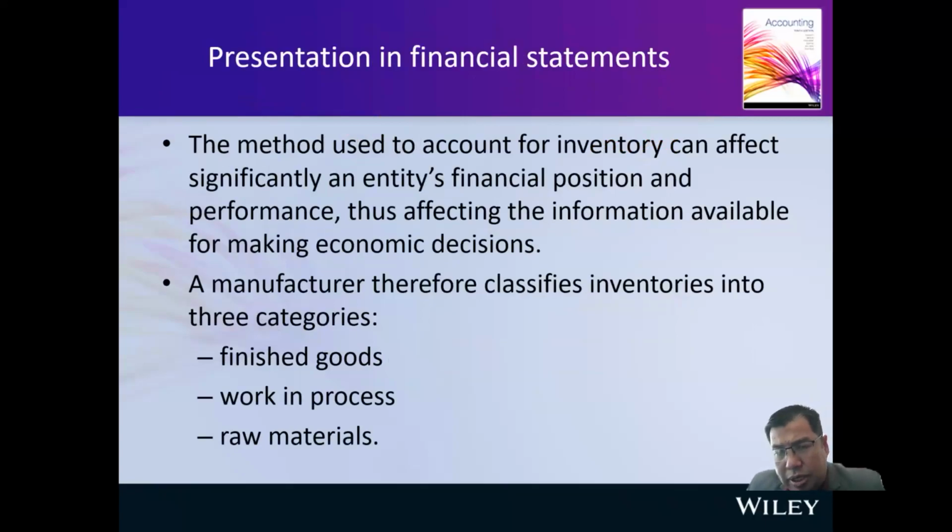So how are you going to present this inventory in your accounts? Normally for a retail business, we only have one type of inventory, that is inventory held for resale. But for a manufacturer, if you have a factory, you have many types of inventory. The inventory can be raw material, not used yet. We have inventory classified under work in progress, not ready for sale, but not raw material. And finally, the finished goods.